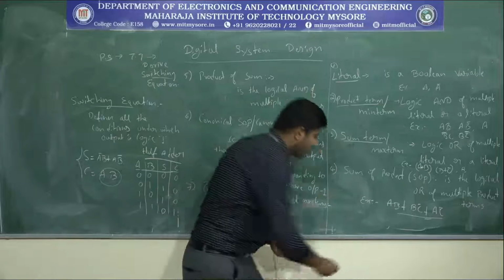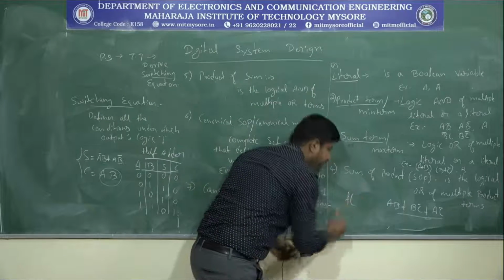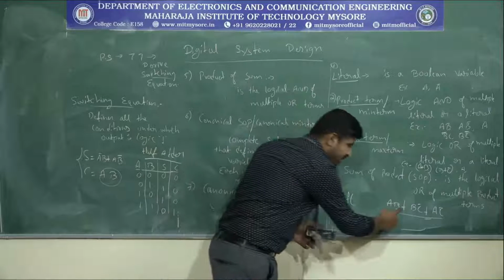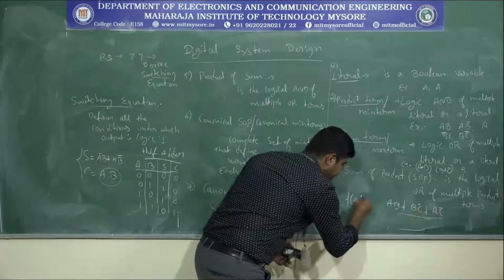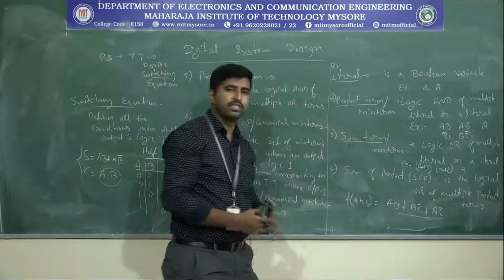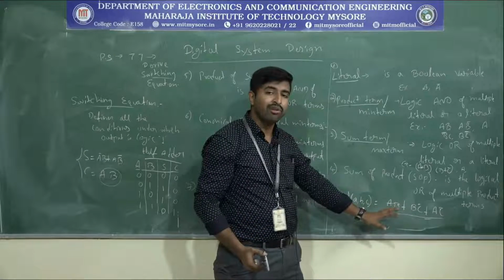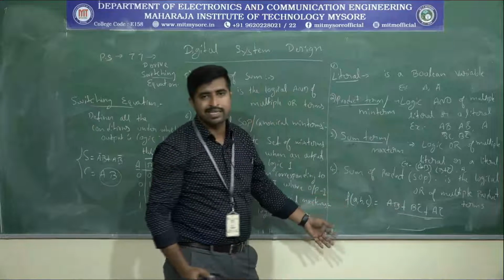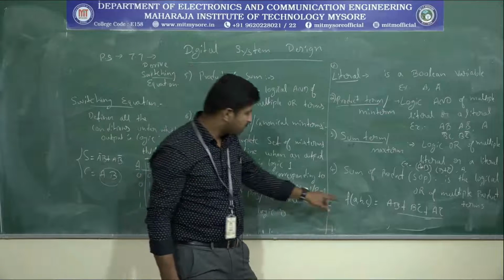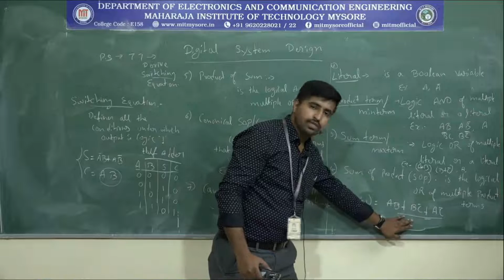Usually the complete equation is represented as a function of input variables. Since we have 3 variables, we represent it as F of A comma B comma C equals this equation. This is how we generally represent a complete switching equation or Boolean equation, or even a logical equation. So that is the sum of product, SOP.